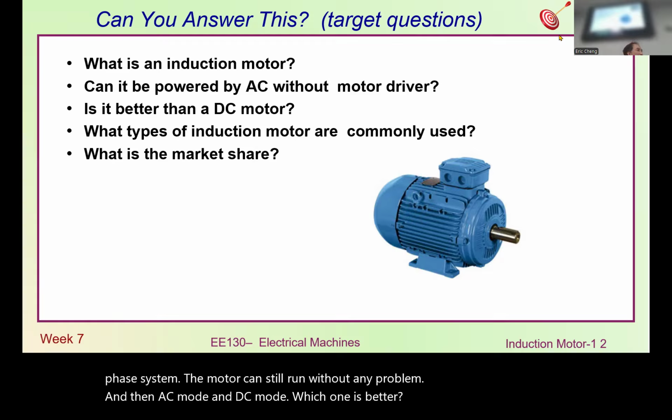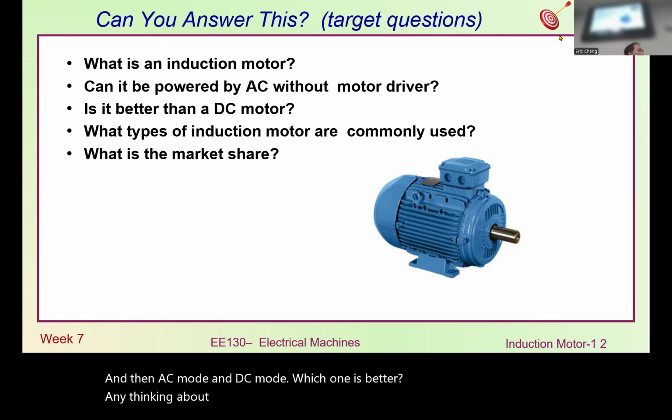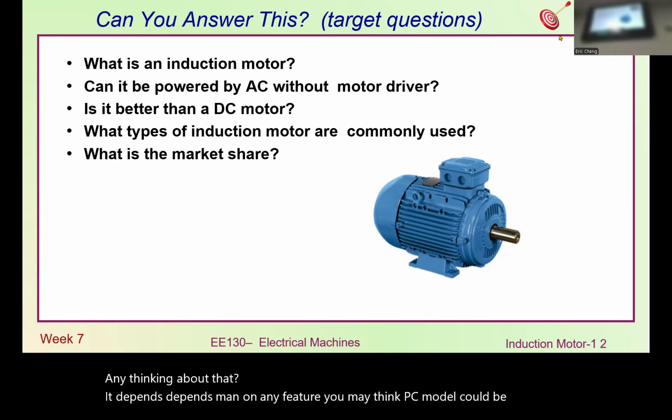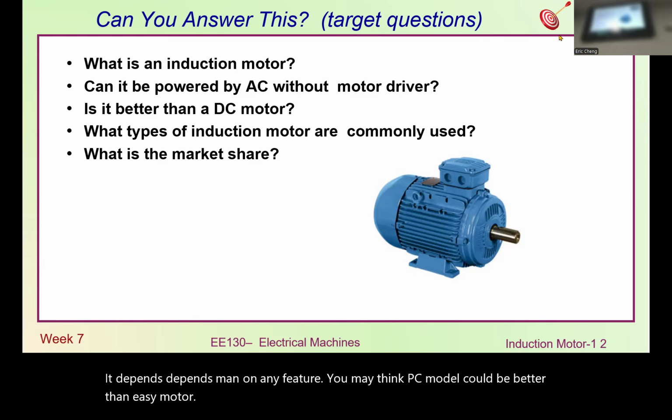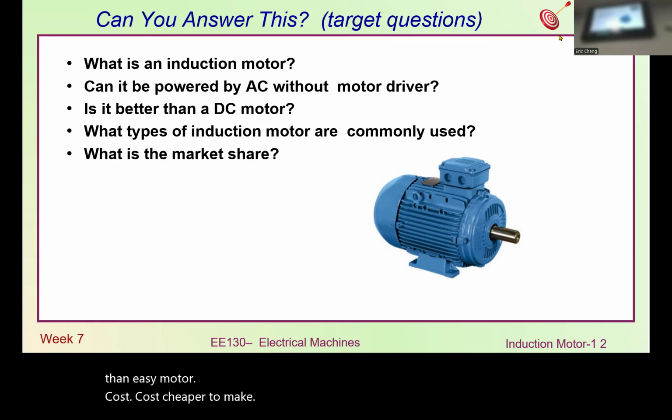Any thinking about that? Depends. Depends on many things. Or any feature you may think makes a DC motor better than an AC motor? Cost. Cheaper to make. You don't need to control it. What else? Simpler. Which one is simpler? DC is much simpler.